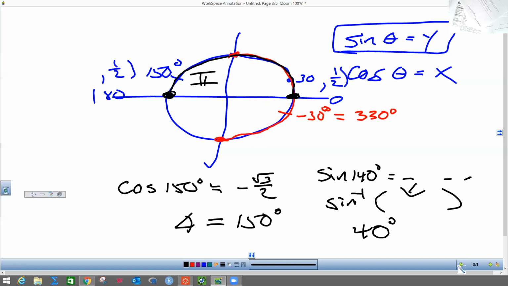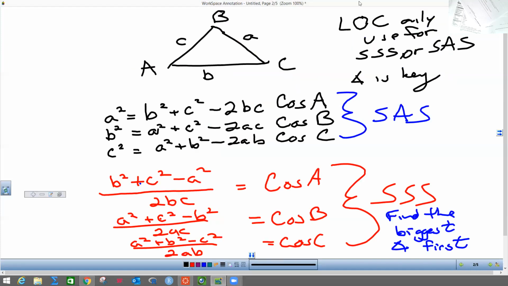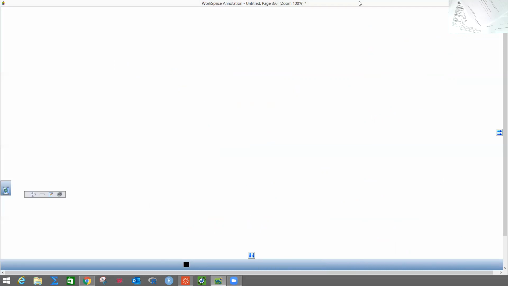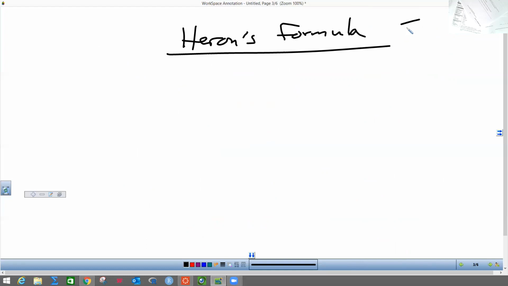Oh, I forgot. I also got to give you Hero's formula. Okay, we're going to do Hero's formula right now. This is what works when you have side, side, side on a triangle. There's a variable s that you have to find first, and you get s by adding the three sides of the triangle and dividing by 2. That is not the area, that's a variable s.